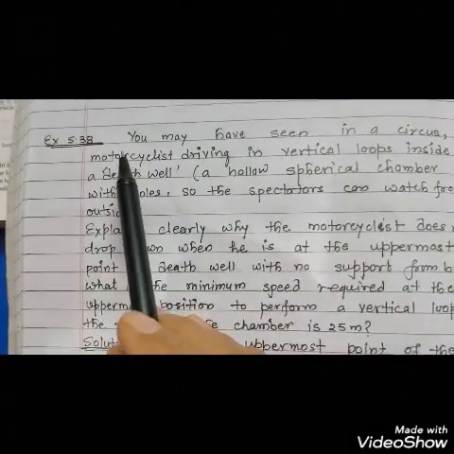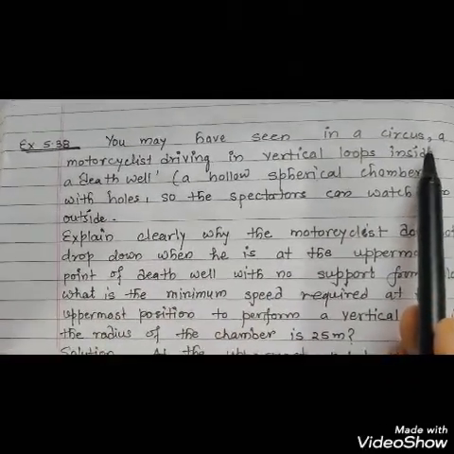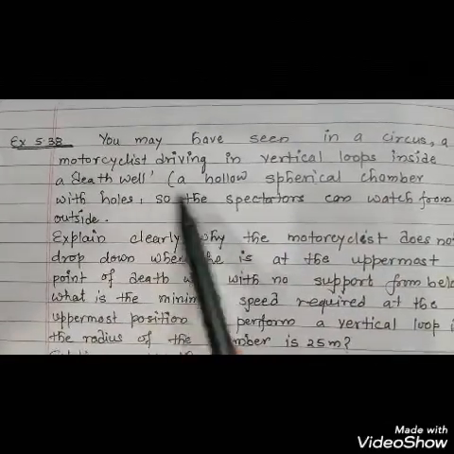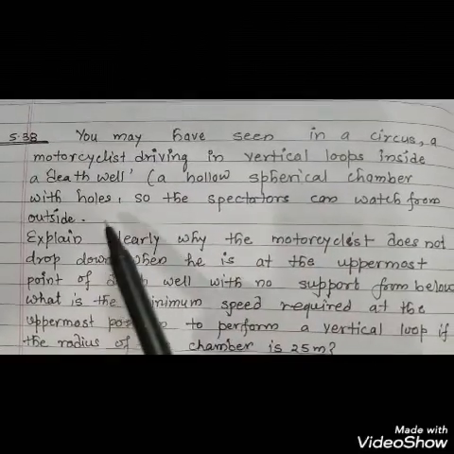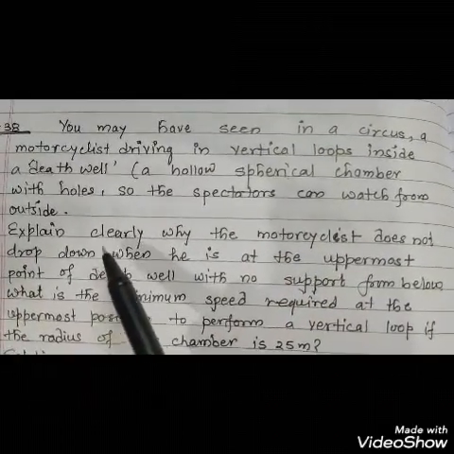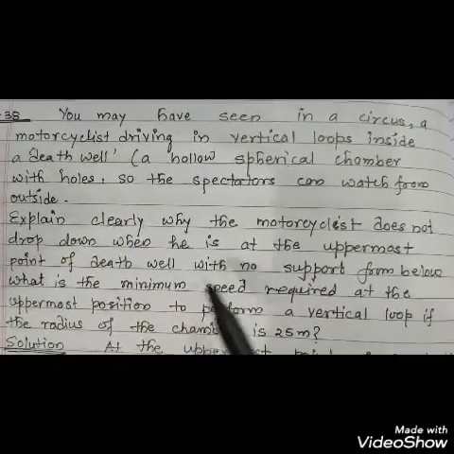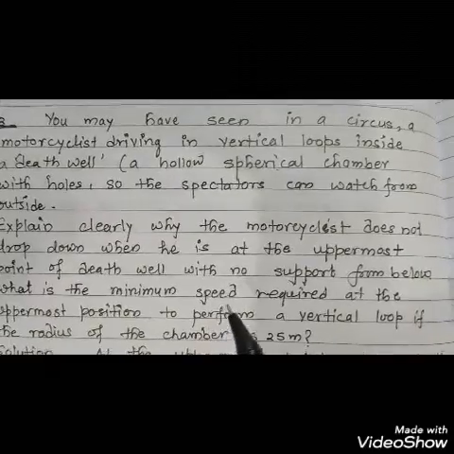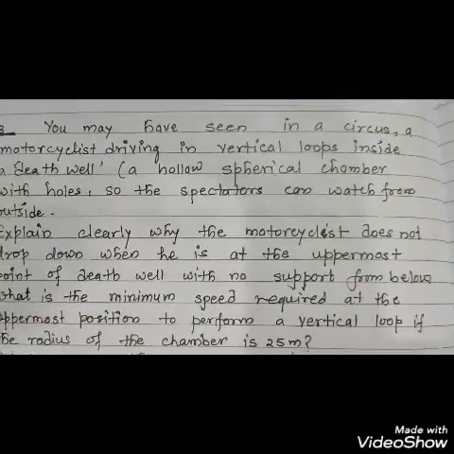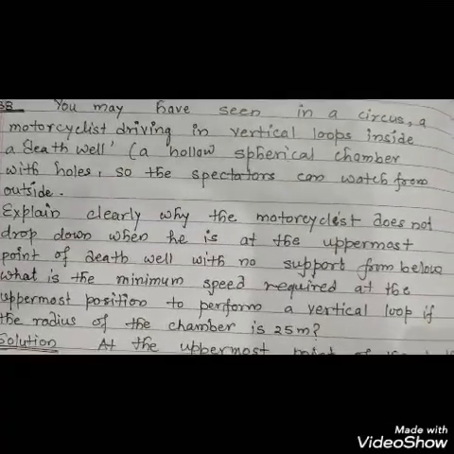This is exercise question 5.38. You may have seen in a circus a motorcyclist driving in vertical loops inside a death well, a hollow spherical chamber with holes so the spectators can watch from outside. Explain clearly why the motorcyclist does not drop down when he is at the uppermost point of the death well with no support from below. What is the minimum speed required at the uppermost position to perform a vertical loop if the radius of the chamber is 25 meter?